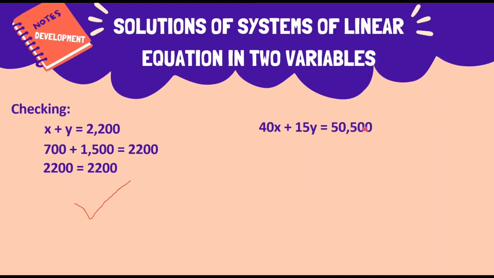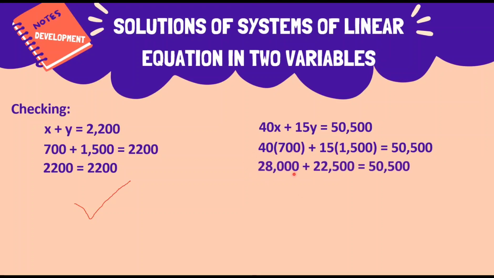40x plus 15y is equal to 50,500. Again, let us substitute the value of our x, which is 700, and the value of our y, which is 1,500, and then it is equal to 50,500. So, let us multiply. 40 times 700, we have 28,000. And then 15 times 1,500, we have 22,500. So, 28,000 plus 22,500, we have 50,500, which is equal to 50,500 also. Therefore, our answer is correct.